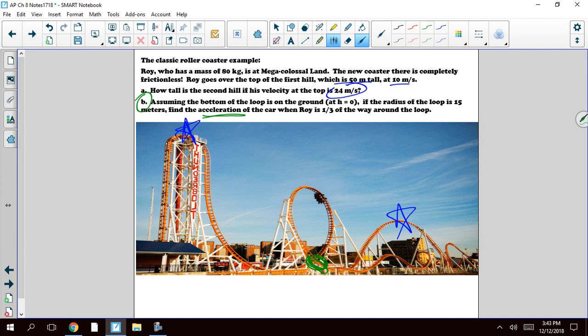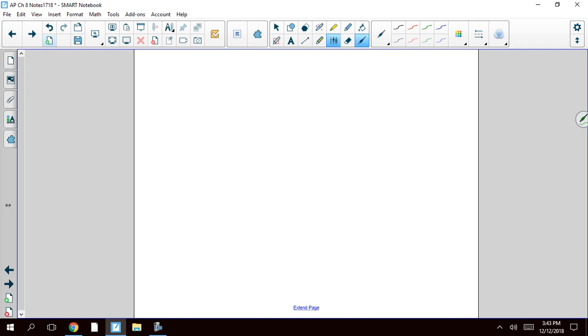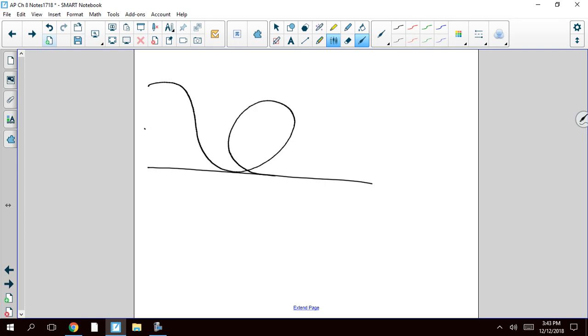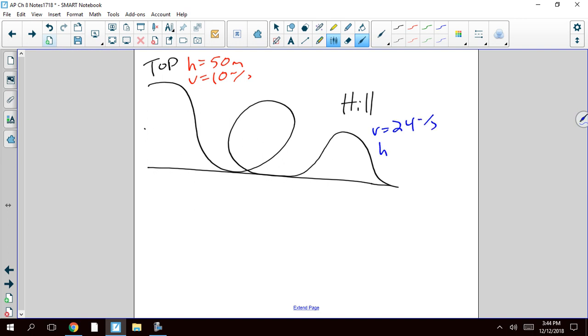I'm going to give myself a new slide here, and let's redraw this. So here's the roller coaster. Let's draw on the ground. Okay, so let's call this the top, and we'll call this H for hill. What the problem told us was that at the top, the height was 50 meters, the velocity was 10 meters a second. On the hill, we know that the velocity is 24 meters a second, and we want to find the height.